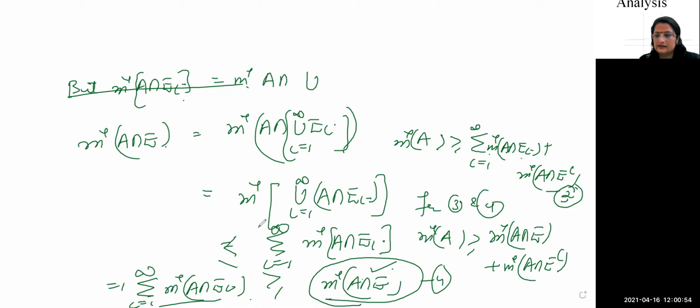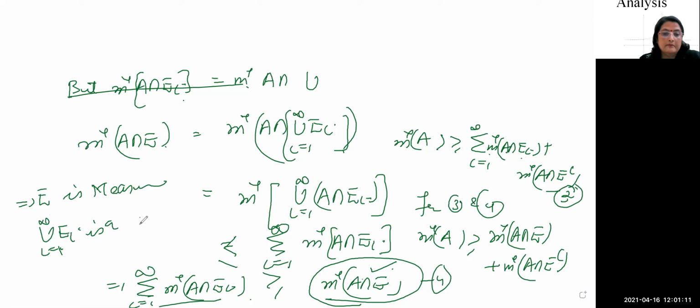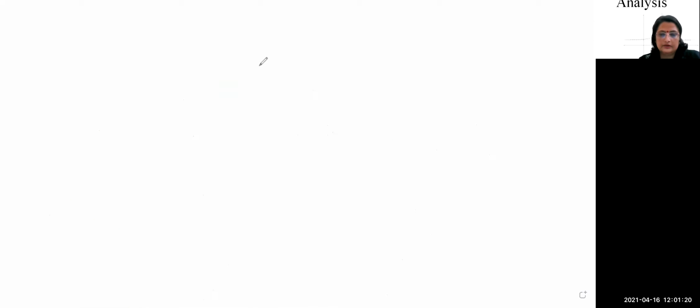So this is the necessary condition for a set to be a measurable set. It implies the set E is measurable. It implies union i running from 1 to infinity Ei is a measurable set. Right? So the first part of the question is done. Now we will do the second part of the theorem.